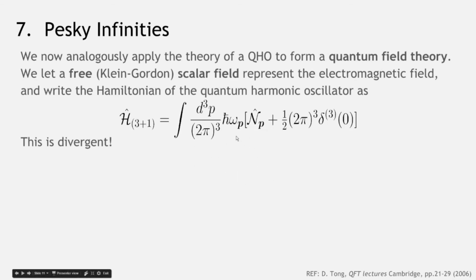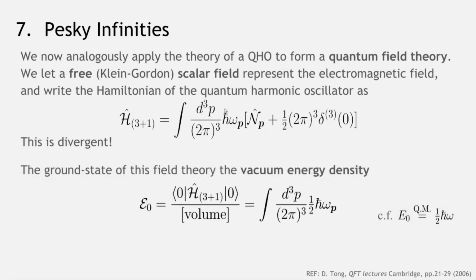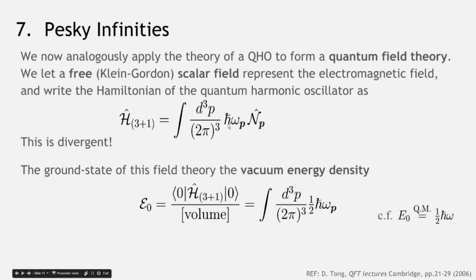It's actually divergent in two ways. Firstly, we have this delta function here evaluated at 0, which is an infinite volume. And secondly, we're integrating over infinite momenta. The first is easy enough to deal with. We just divide by a volume and consider energy densities instead, giving us this new ground state energy. And the second divergence is dealt with by readjusting our expectations about how valid this field theory will be at arbitrarily high momenta, giving us this new Hamiltonian.